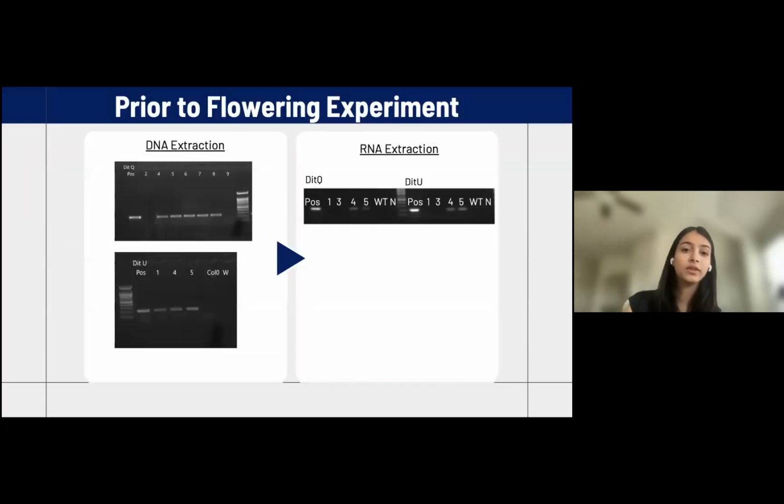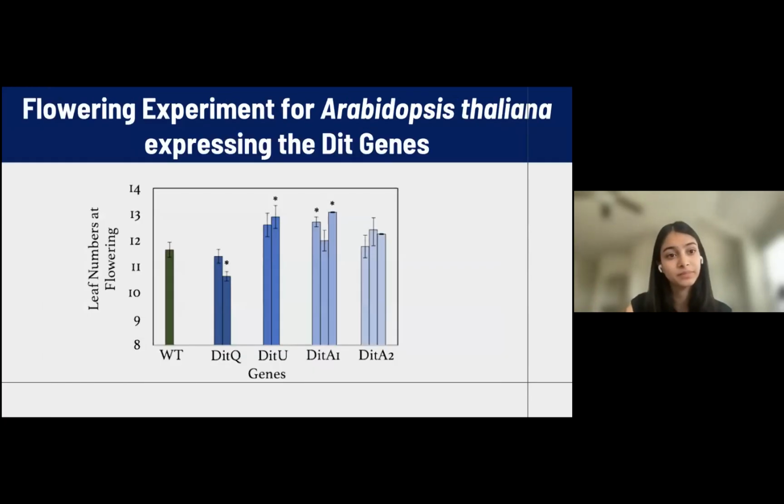Our findings. So prior to the flowering experiment, we conducted DNA extraction and RNA extraction. So this is an example of two of the genes, DITQ and DITU. So for the DNA extraction where our results were positive, we conducted RNA extraction on those same plants to confirm that it was expressed as well.